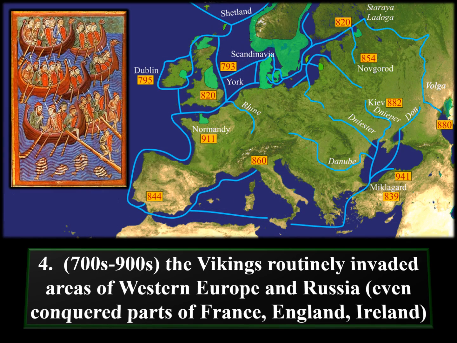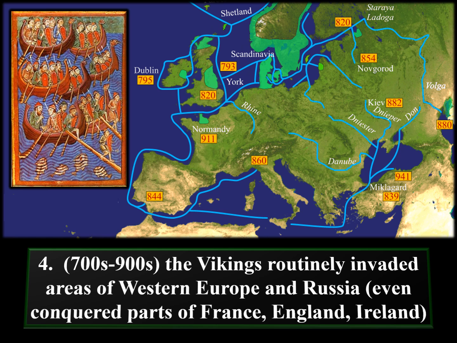Between the 700s and the 900s, the Vikings routinely invaded areas of Western Europe and Russia. They even conquered parts of France, England, and Ireland. If you look at the map here, you see all of the areas that they were able to penetrate, going even upriver in these boats. Ultimately, they will raid all of these areas, wreaking havoc.